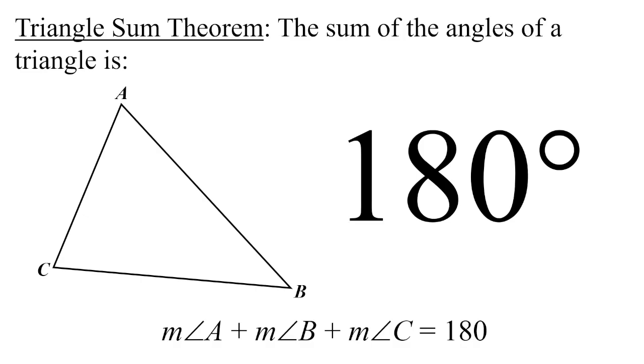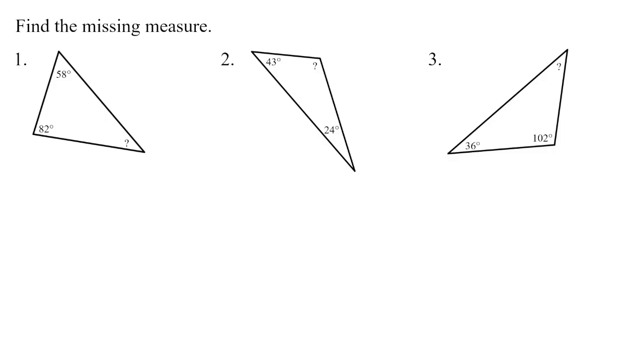Now, before I introduce the exterior angle, I want to show you some examples. Let's say you're asked to find the missing measure. On number one, you're given that the two angles are 82 degrees and 58 degrees, and you're asked to find the third one. By the triangle sum theorem, all three angles are supposed to add up to be 180. So the first thing you do is add the 82 and the 58.